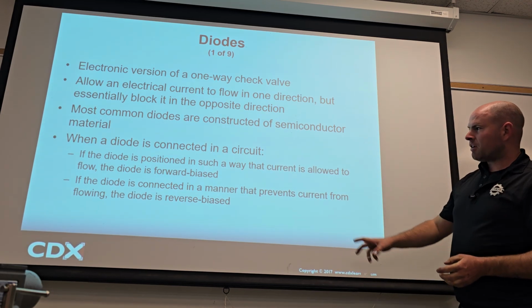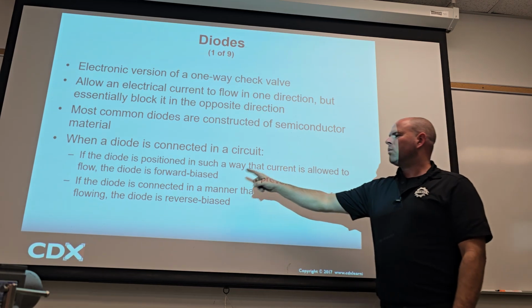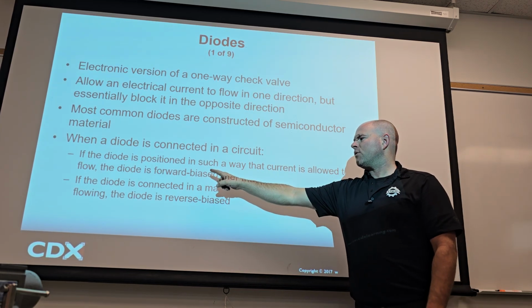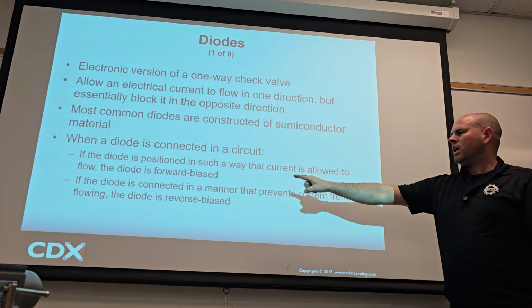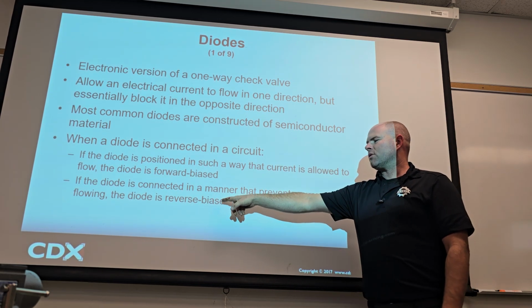Cool. And then remember, it's positioned in such a way that current is allowed to flow one way. The diode is forward biased. If a diode's connected in a manner that prevents current from flowing, the diode is reverse biased.